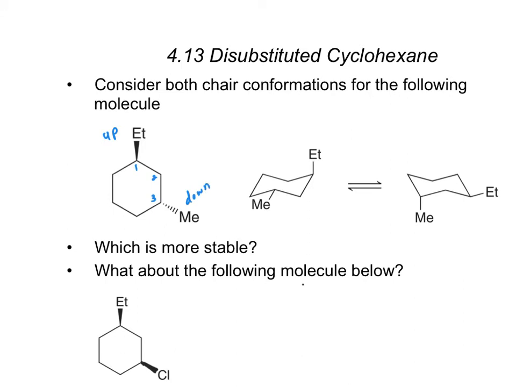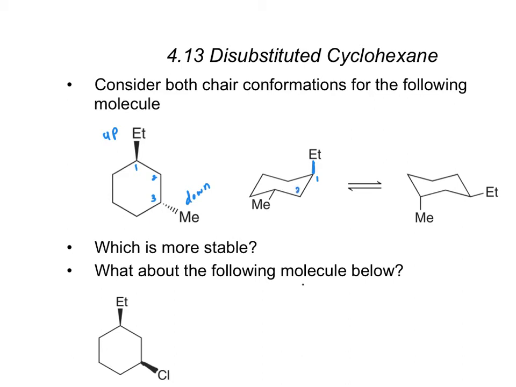Okay, so we go ahead and we draw our right-hand chair. We're going to say that this guy is carbon 1. And at that position, on our chair conformation, who is the up position? Is it axial or is it equatorial? Axial. It's axial. Okay, so we go ahead, we put our ethyl group in the axial position.